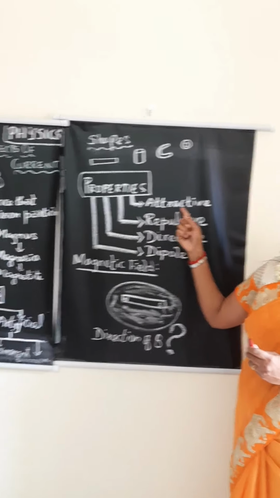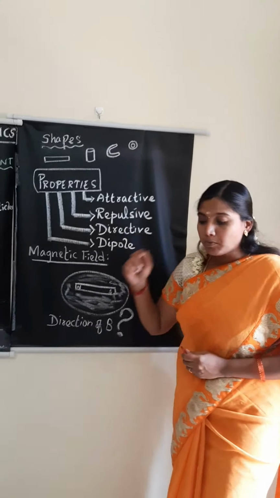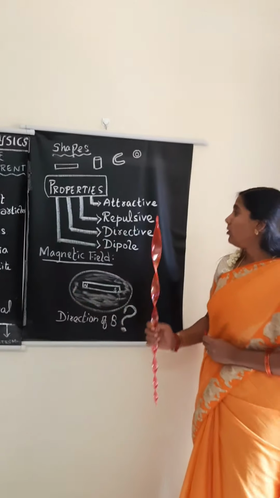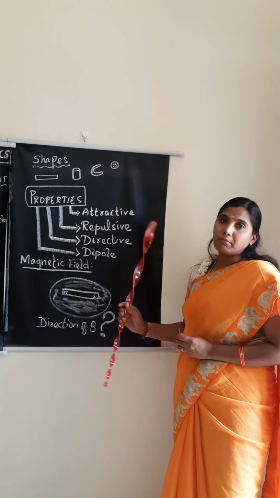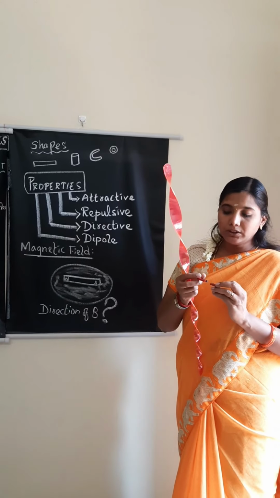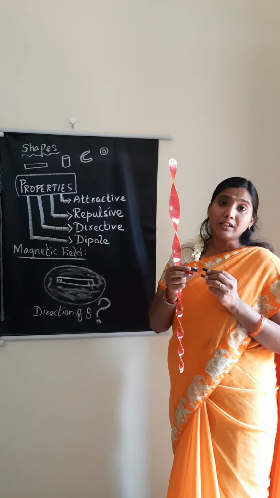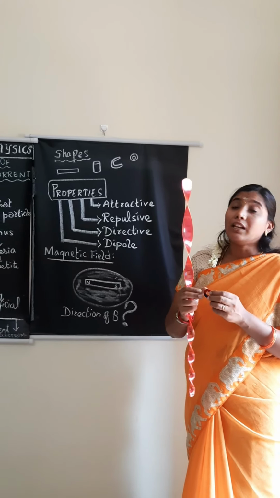Number one, attractive property. So which poles will attract? Unlike poles will attract. Number two, repulsive. Like poles will repel. North and north, south and south will repel each other. But if you keep them opposite, they will attract.